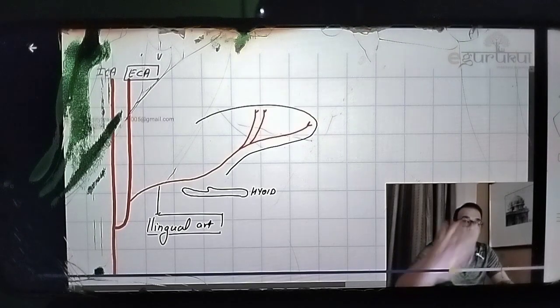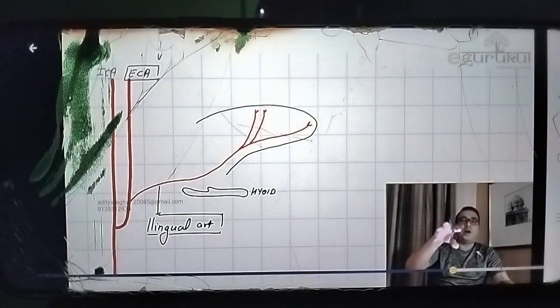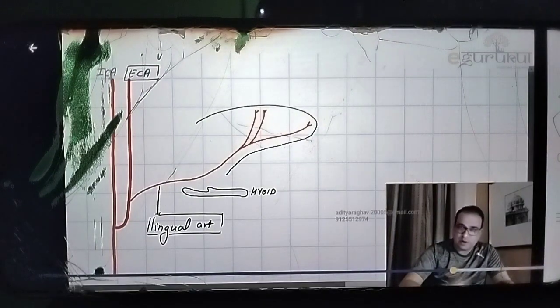So when this lingual artery goes forward into the tongue, I told you every artery, every nerve which is supplying the tongue enters from the root part of the tongue and goes forward. So yes, that is also coming from the posterior part and going anterior. And this lingual artery gives off these branches which are supplying it.